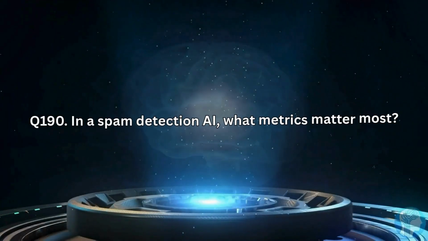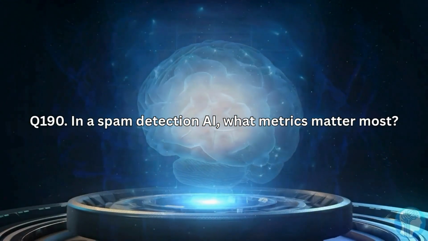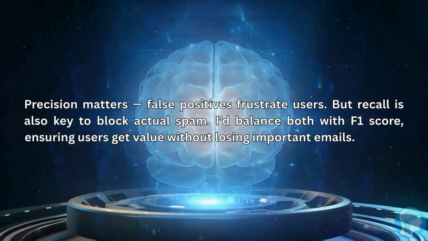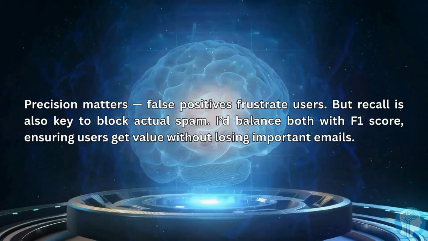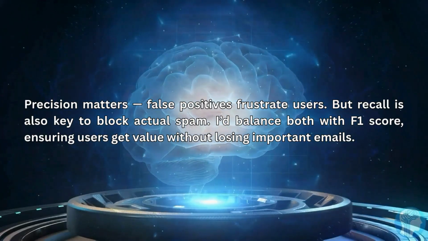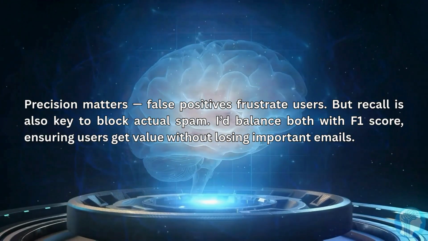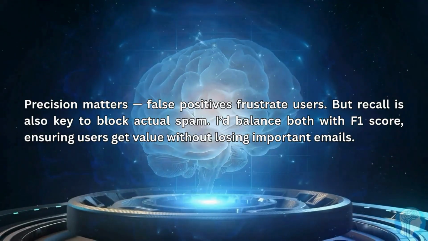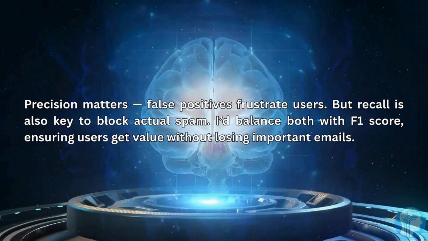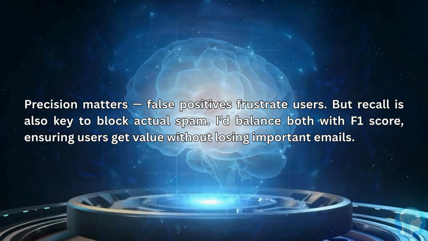In a spam detection AI, what metrics matter most? Precision matters. False positives frustrate users, but recall is also key to block actual spam. I'd balance both with F1 score, ensuring users get value without losing important emails.